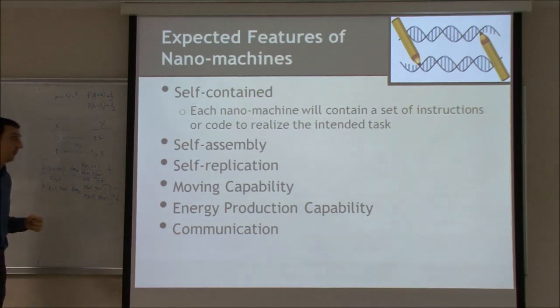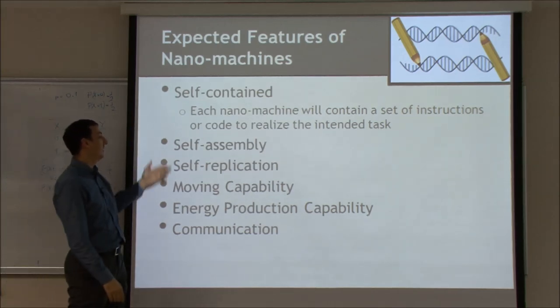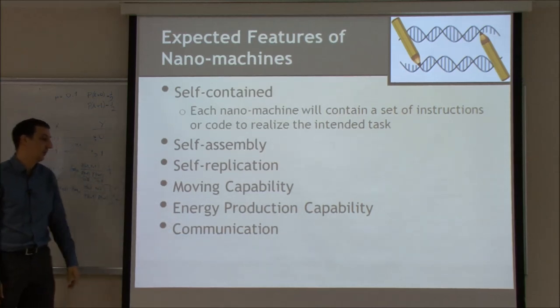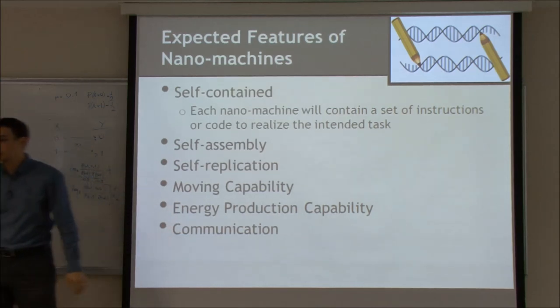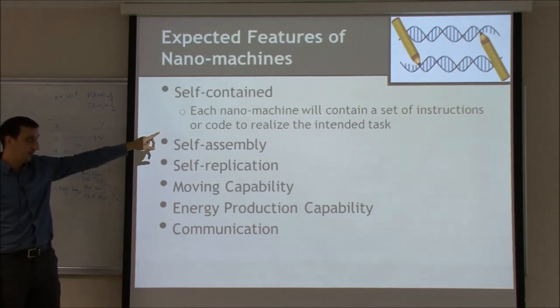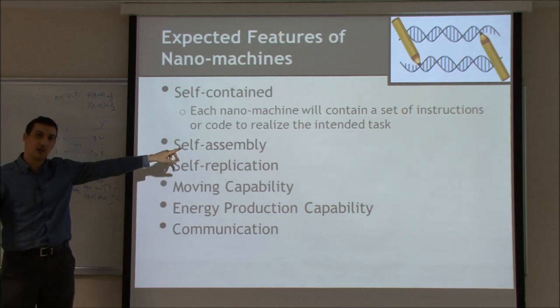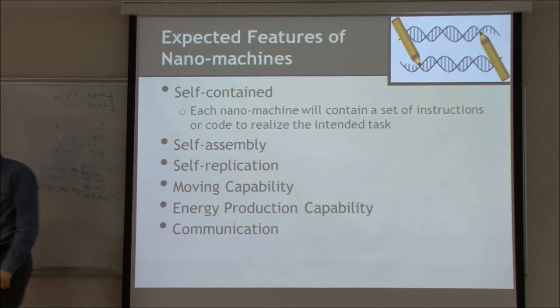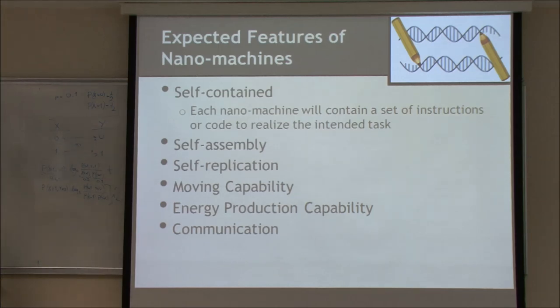And these are the expected features of nanomachines. They will be self-contained, self-assembling, self-replicating, with moving capability, energy production capability, and communication capability. Self-contained, what do I mean? They will all have instructions embedded. Okay? They will be autonomous in some sense.